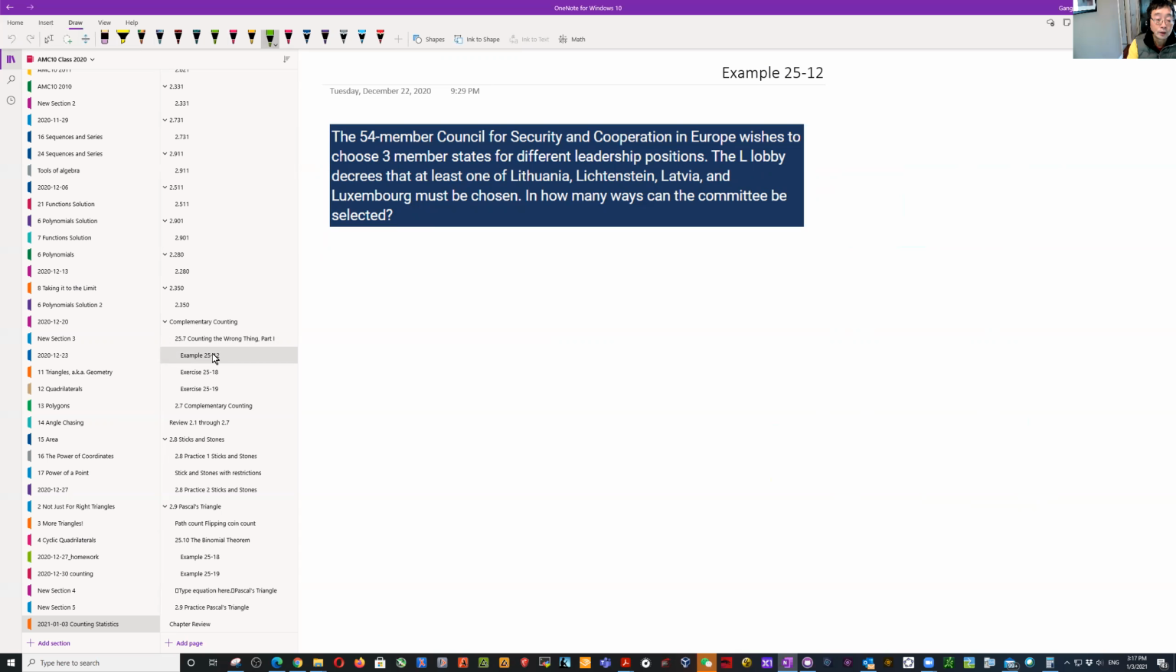So with this type of problem, especially when you look at how big the numbers are, you cannot even try to grapple with it. Basically, first we do the 54 without restriction. We choose 3 members for different leadership roles. So they are different, so it's a permutation. Different means the order matters. So it's 54 permute 3.